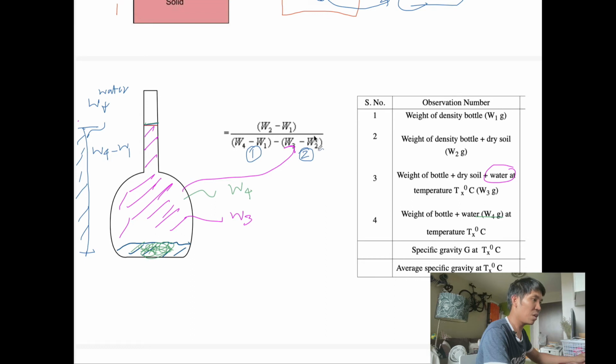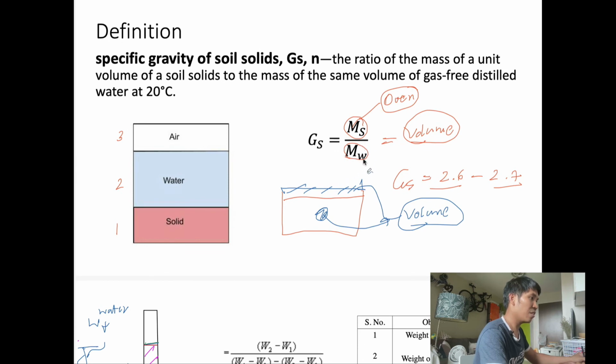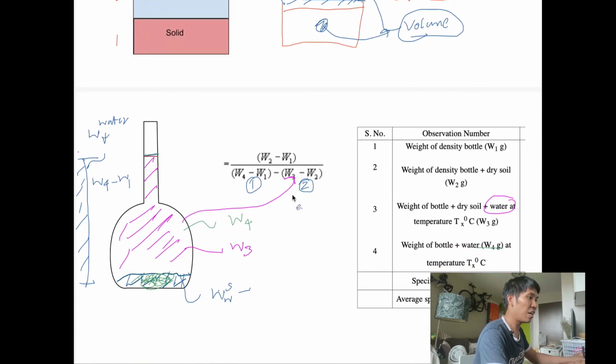the whole water without soil, divided by this part, you can get the weight of water, subscript soil. That means this one is the weight of the water at the same volume of your soil. Again, W_w is the weight of the water at the same volume of the soil. So you can use this equation to calculate the specific gravity of the soil.